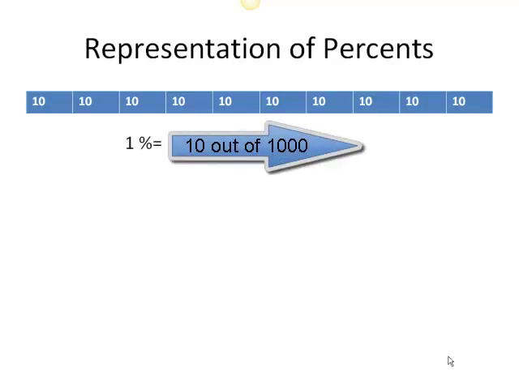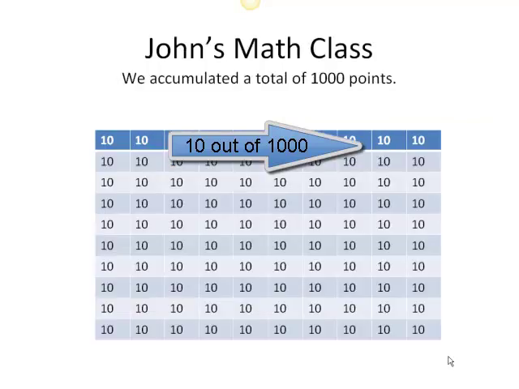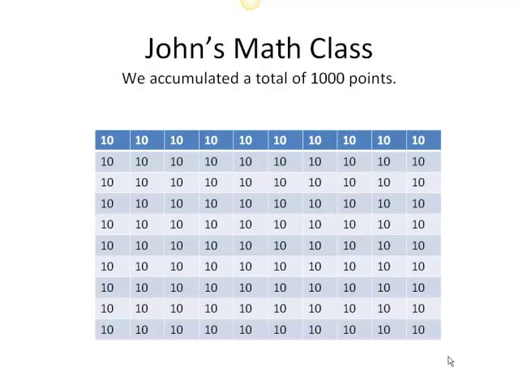We're going to be using this bar to give you a representation of percentages. Each section will represent 10 points. So in this bar, if we just take one box out of the 10 that are available, 10 out of the 100 boxes that we have, the value of the total boxes is going to be equivalent to 1%. In John's math class, we accumulated 1,000 points.